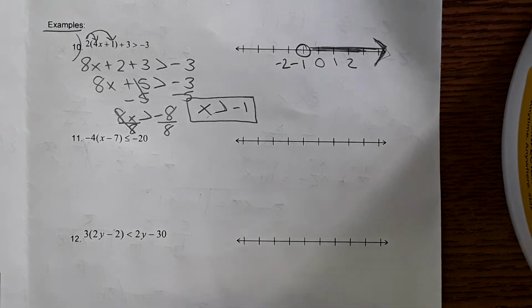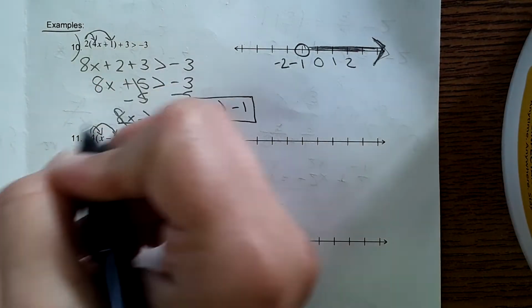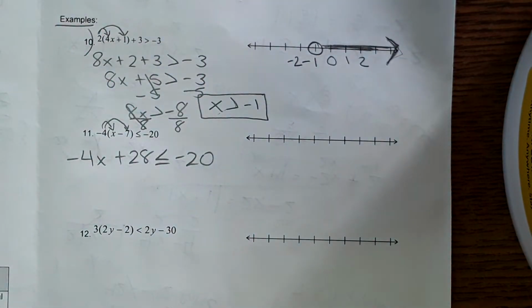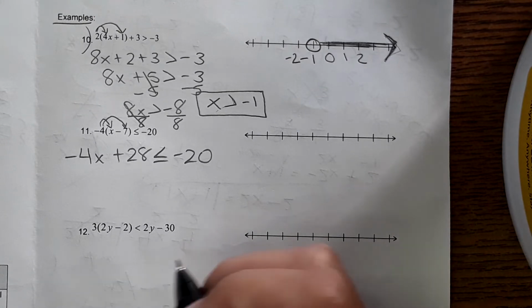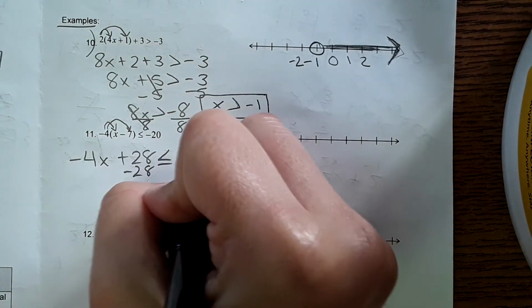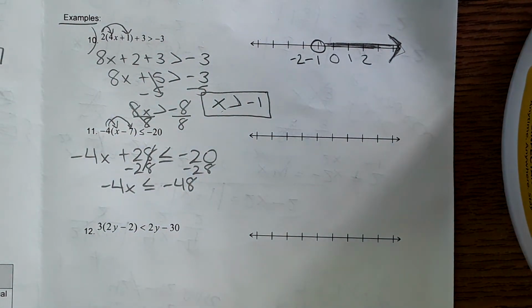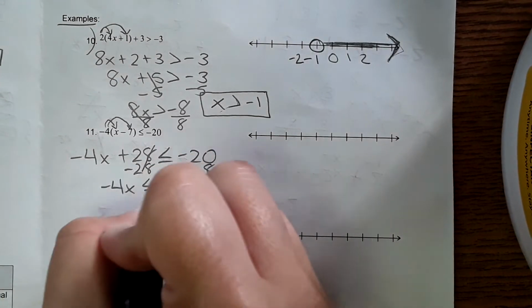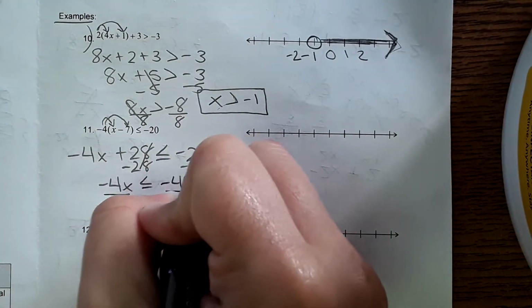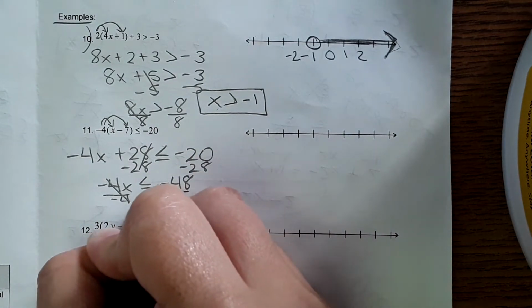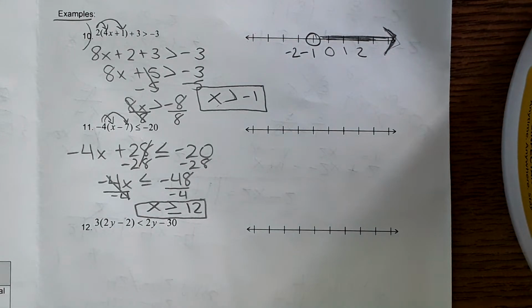Okay, next one, 11. Distribute the negative 4 to both of those terms. Simplify this. Now for this one, I am dividing by a negative, so my sign needs to change direction. So I'm dividing by a negative 4, so my sign needs to change direction. X is greater than or equal to 12.